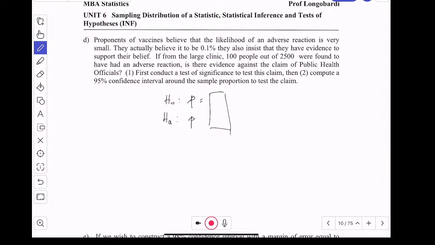Always, whatever number I put here, and this has to be equals. So the status quo belief is that it's 0.001, right? And I have to put that number here as well. And then what I want to find is, is there evidence against their belief? So I have to choose, is that a less than, greater than, or not equal symbol that I'm going to test?